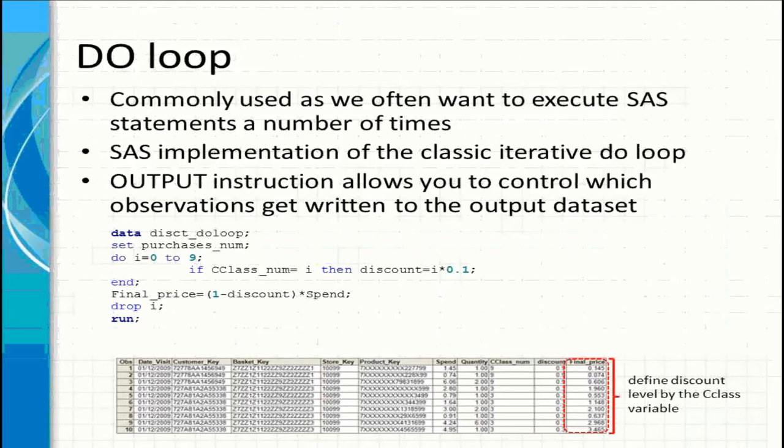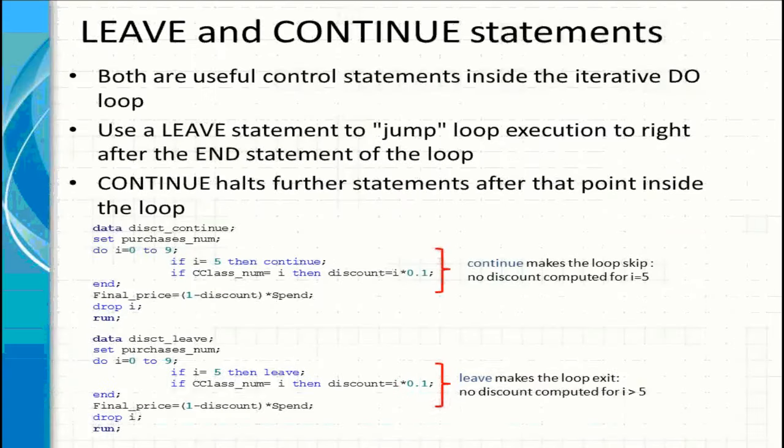the output data set. In this particular example, you've got discount underscore do loop, which reads in the purchases underscore num data set and then iterates from 0 to 9. I create a discount level by multiplying the I variable by 10%, so I create a discount based on the value of that iteration, and then a final price based on the value of that discount. I then use a drop statement at the end to remove the iterator variable.